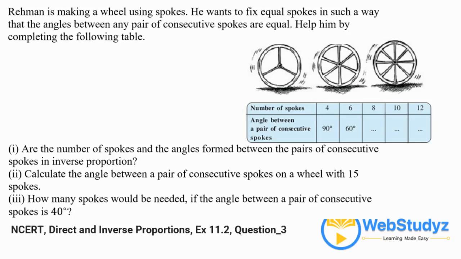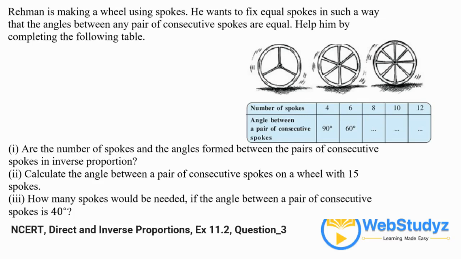Hello students, let's read this question. Rahman is making a wheel using spokes. He wants to fix each spoke in such a way that the angle between any pair of consecutive spokes is equal. Help him by completing the following table.